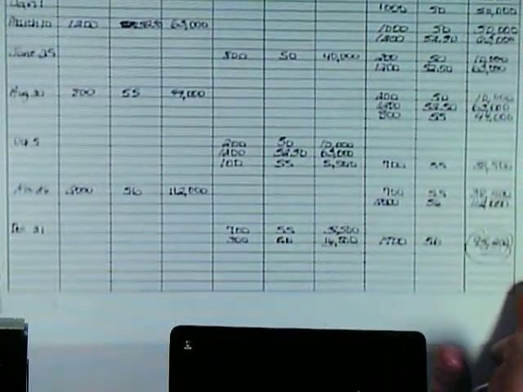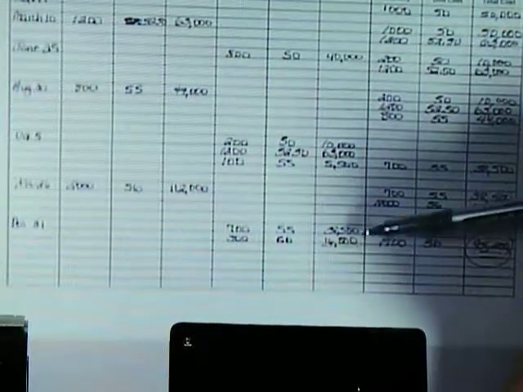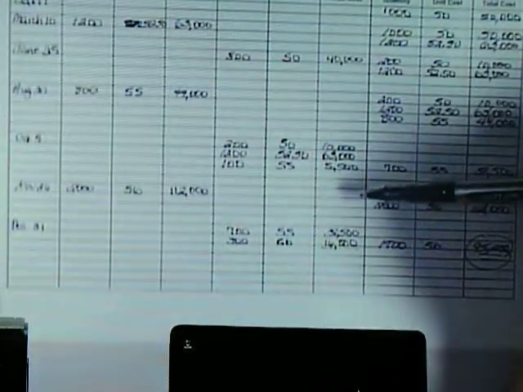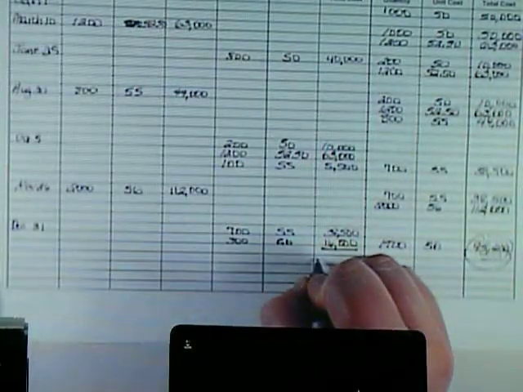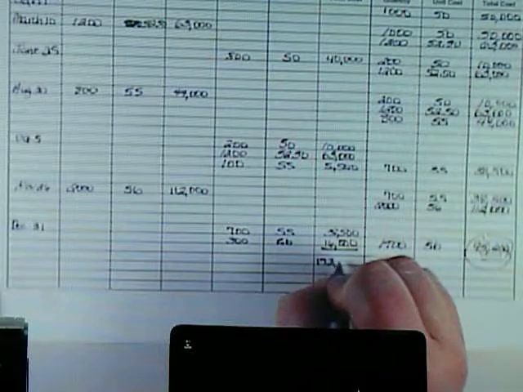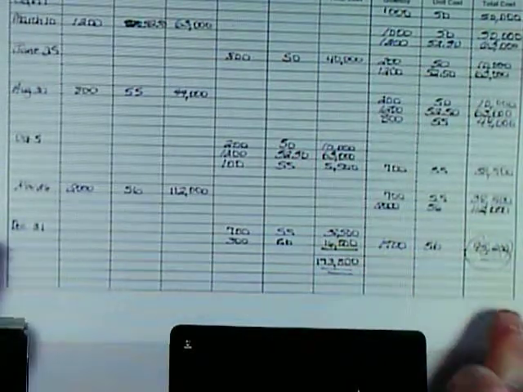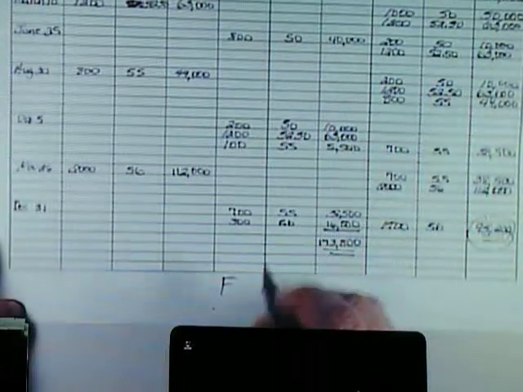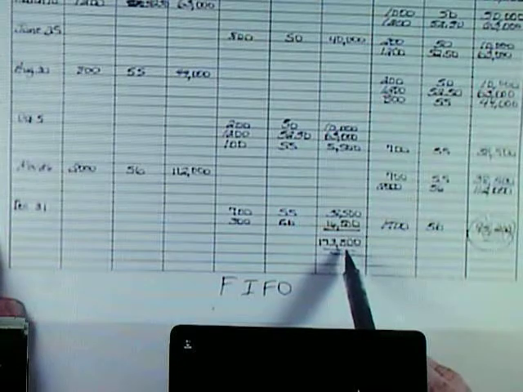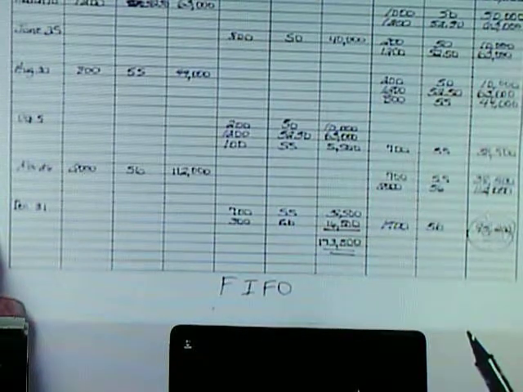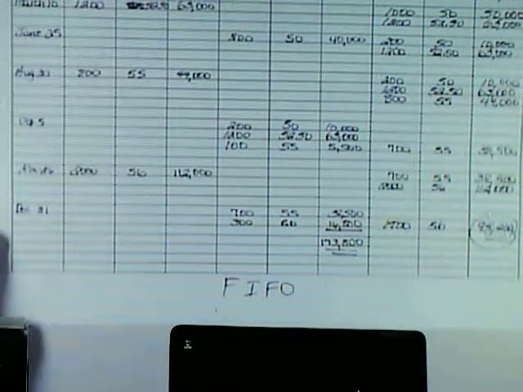$95,200 ending inventory, and my cost of merchandise sold is the total of this entire column here. So my total of cost of merchandise sold is $173,800. This is for the FIFO method, and I'm going to write FIFO right here. FIFO: cost of goods sold, $173,800, and ending inventory, $95,200.